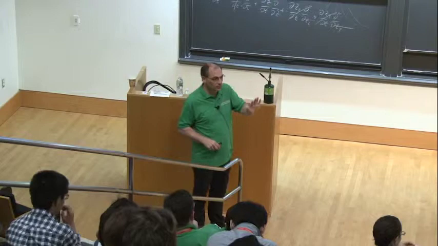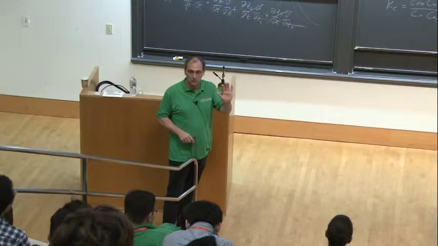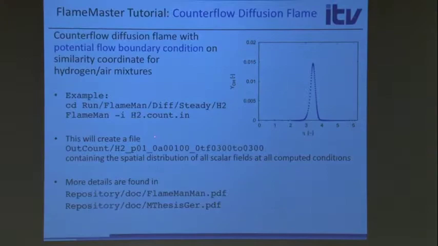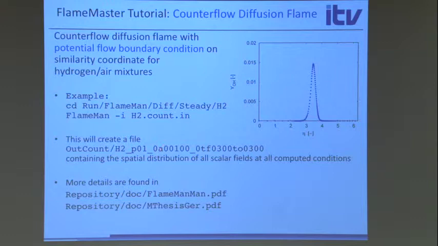So here, typically, what we do is we specify an initial solution, a start solution. We call this a start profiles file. So this here would be the solution for a strain rate A equal to 100, at fuel temperature of 300, oxidizer temperature of 300, pressure of 1 bar. Hydrogen is the fuel. Now, if I want to compute a strain rate of 200, I would use this here as the start solution, and start from there.